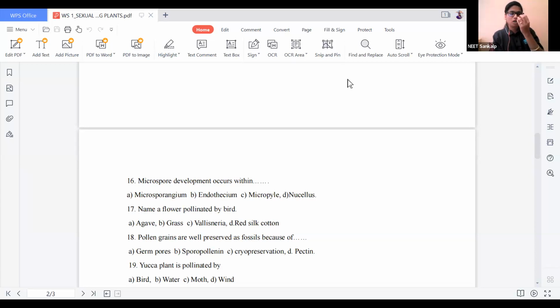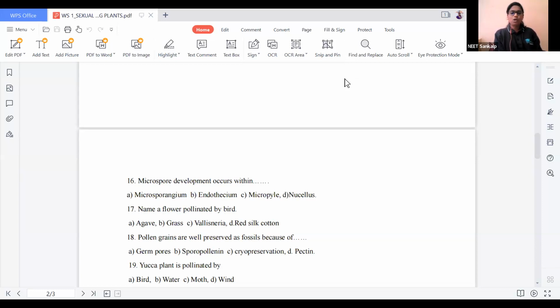In grass, the pollen grain is very light, so pollination takes place by wind itself. And agave is usually not pollinated by birds. So the right answer is red silk cotton, which is usually pollinated by birds as well as certain insects. So option D, red silk cotton, is the right answer, girls.